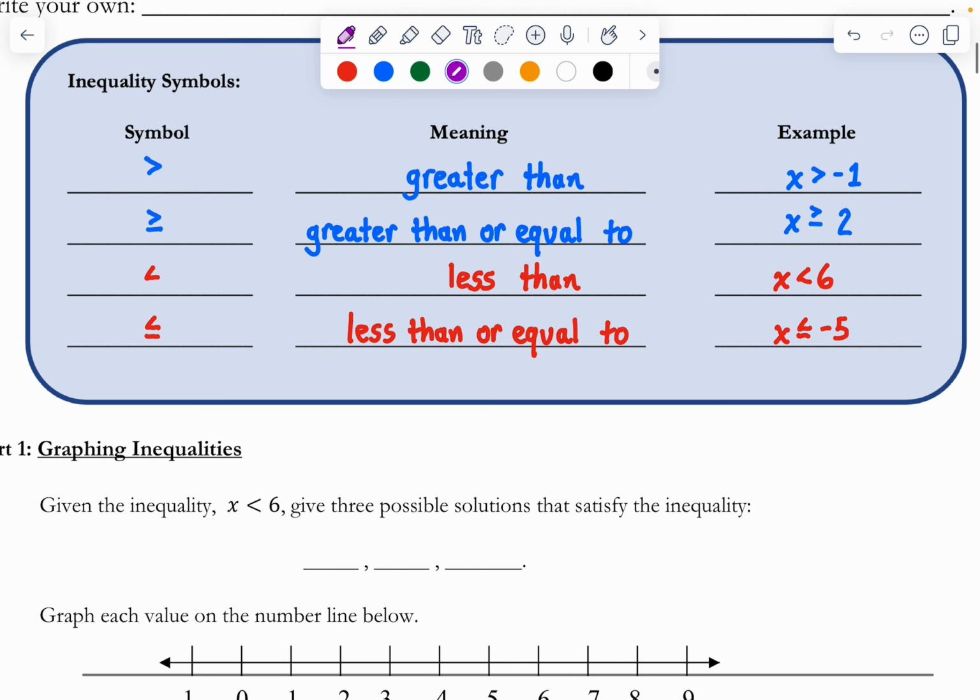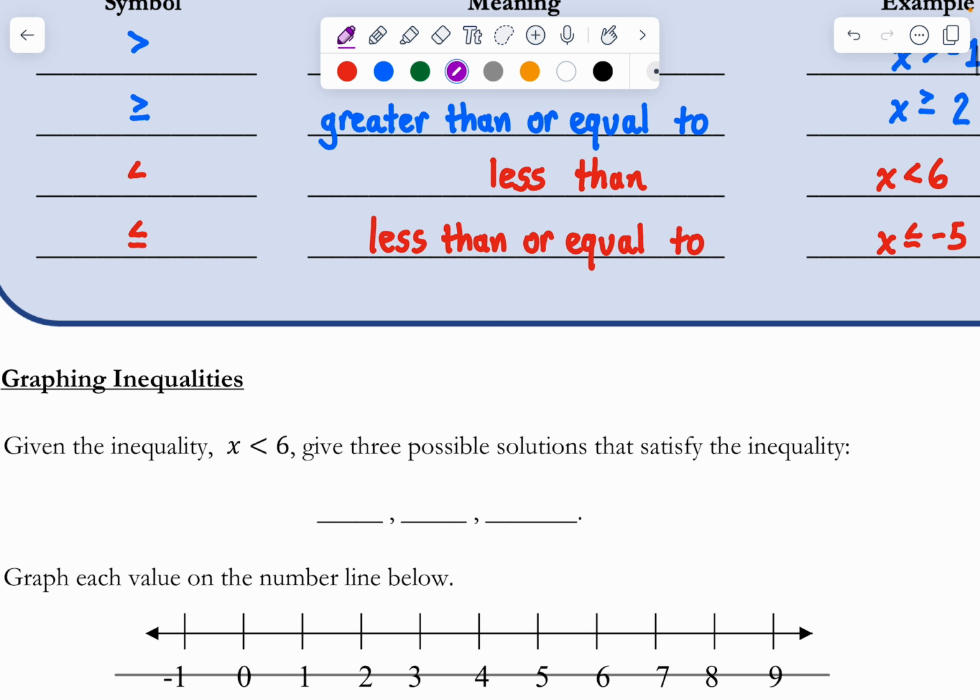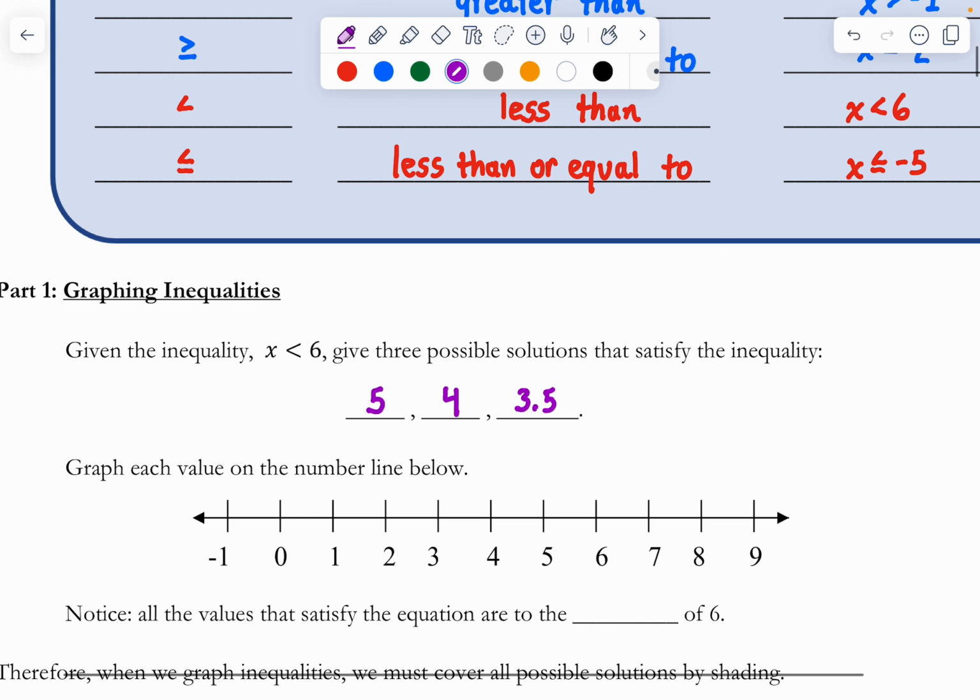When we're graphing, we want to think of how we're going to write this inequality so that we can show all the solutions. So for this first section, if I say x is less than 6, I want to come up with some numbers, right? So anything less than 6. So 5 would be a solution, 4 would be a solution, and so on. I could even have numbers that are decimals or fractions. Like if I said 3.5, all those numbers are less than 6. So those all satisfy.